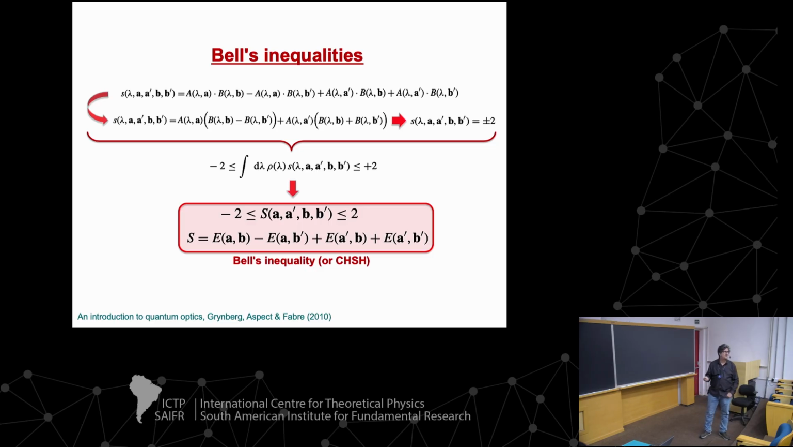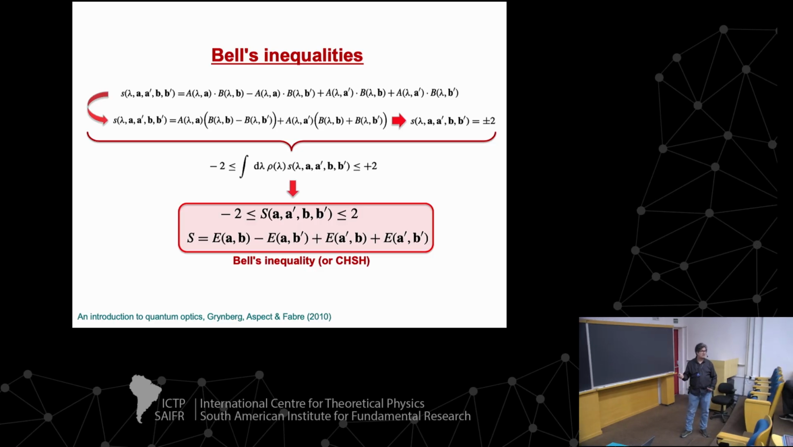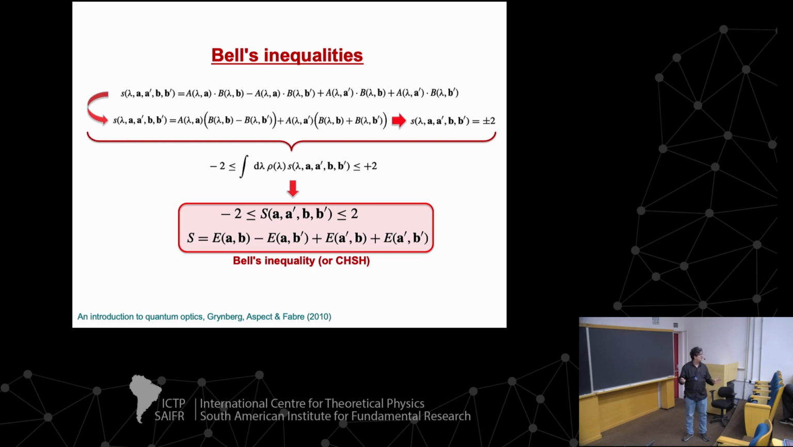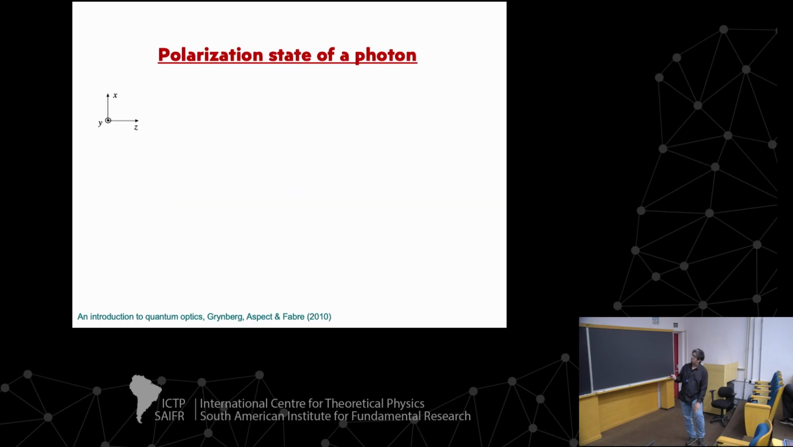That's called the CHSH inequality. And that's the whole deduction. So there's no quantum mechanics here, okay? I just assume, more or less, some reasonable conditions for the measurement. Okay, but then let's see what happens with a photon, okay?